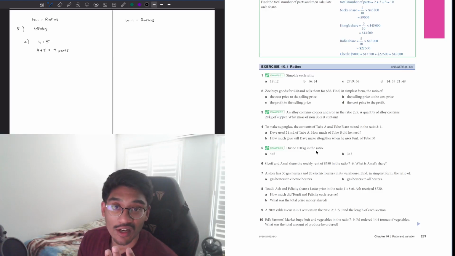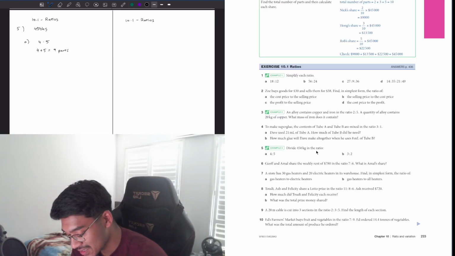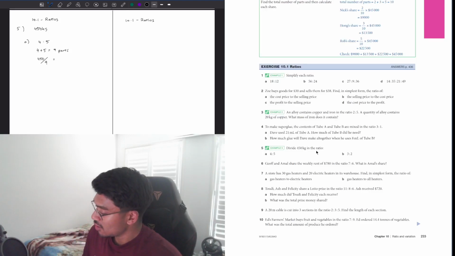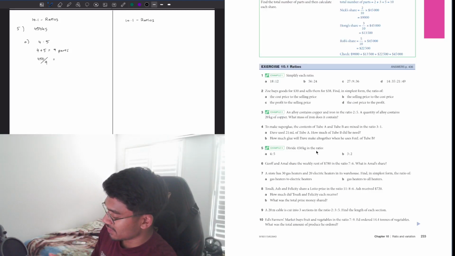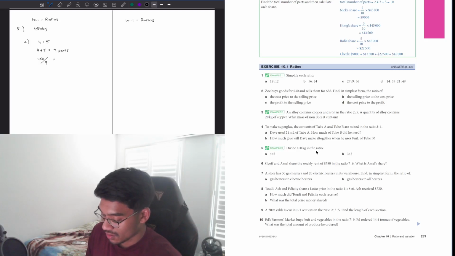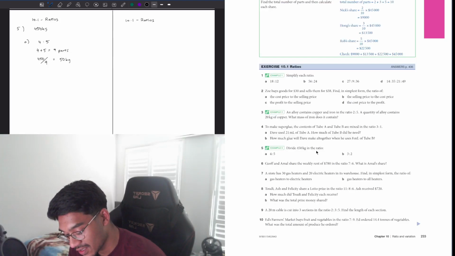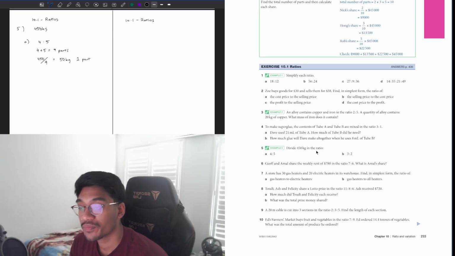How we do that, we take our total and divide it by our parts. So we get our total, which is 450 kilos. Divide that by our 9 parts. Put that in the calculator. I believe it's 50. So 450 divided by 9 is 50. So you know that 50 kilos is the equivalent of 1 part.